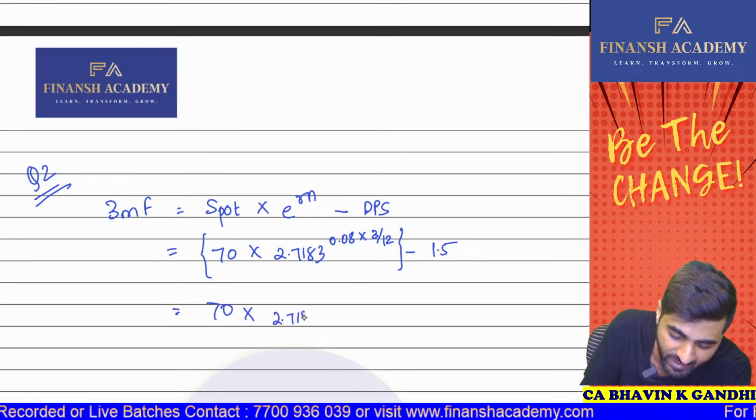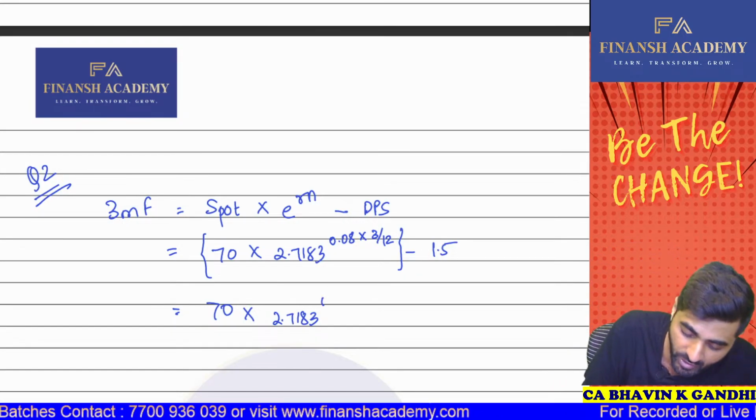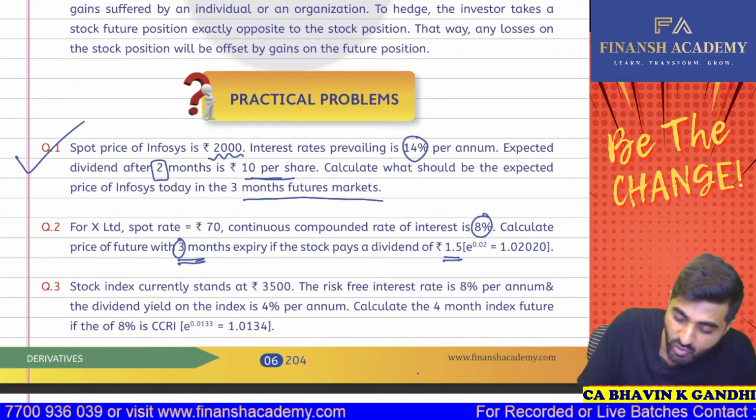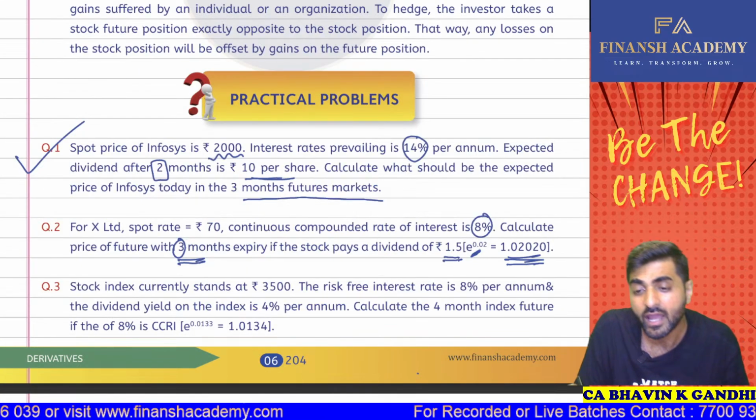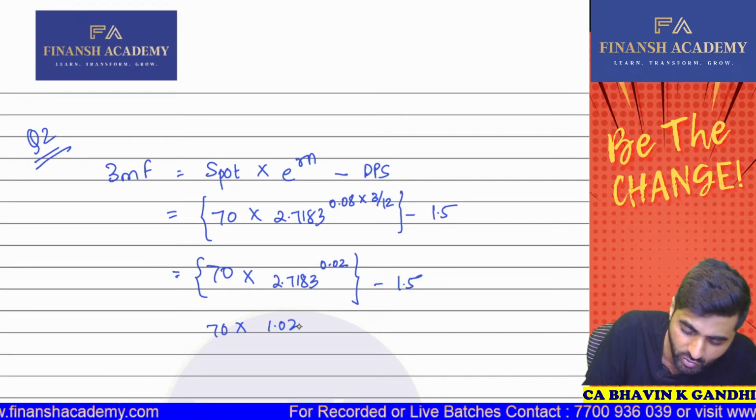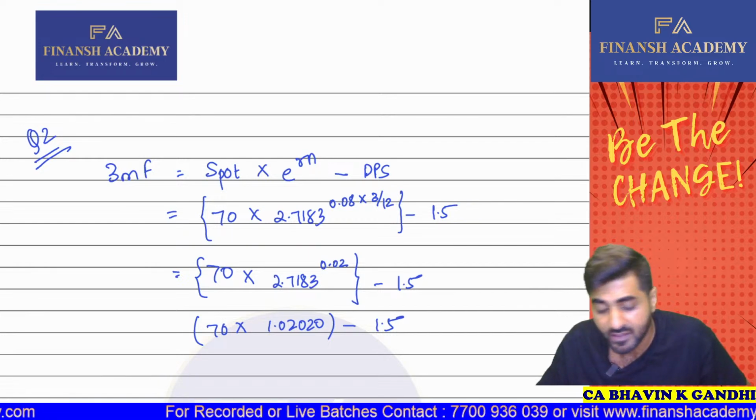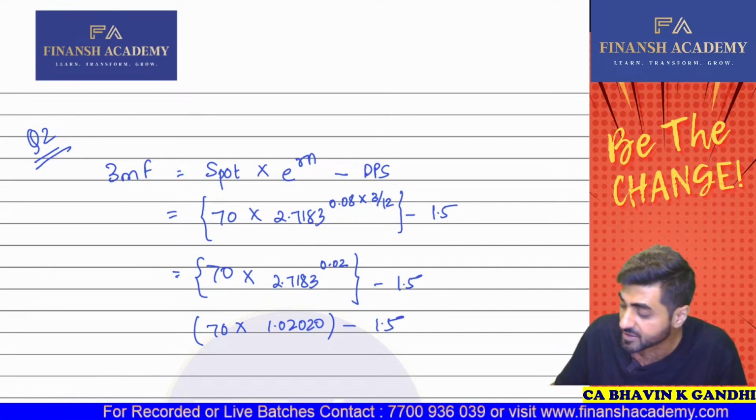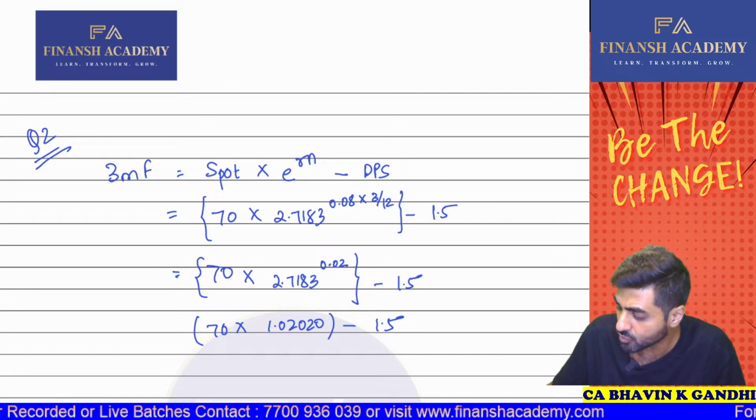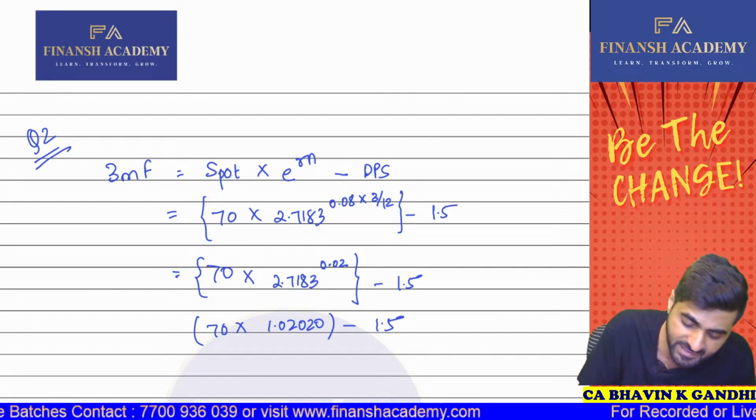So this will be 2.7183 raised to the power 0.08 into 3 divided by 12. This will give you 0.02. All right. And from this I'll subtract 1.5. As you all know, e raised to the power 0.02 is given to you as 1.02020. So simply, my dear students, 70 I'll multiply by 1.02020. And here I've assumed that the dividend is 1.5, which I'm receiving anyway at the end of the third month. So we will now take 70 into 1.02020, and from this if I subtract 1.5, I'll be getting 69.91.